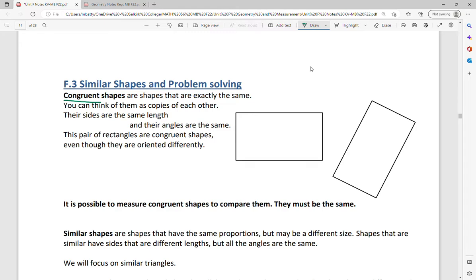So congruent shapes are exactly the same. You can think of them as copies of each other. Their angles are the same, their lengths are the same. They might be oriented differently, but these are exactly the same shape. So these two rectangles would be congruent.